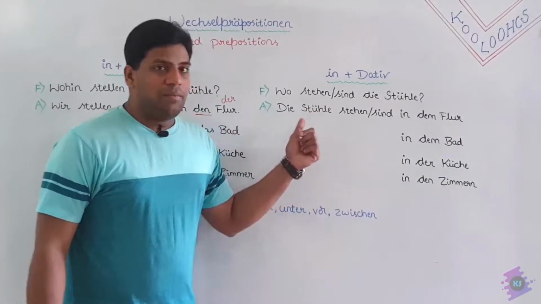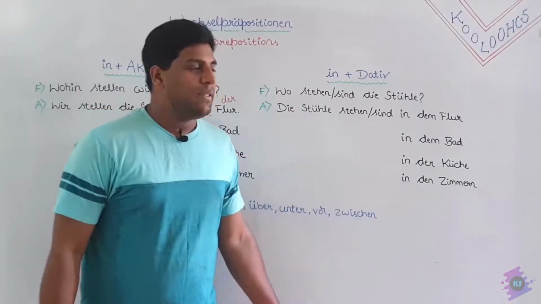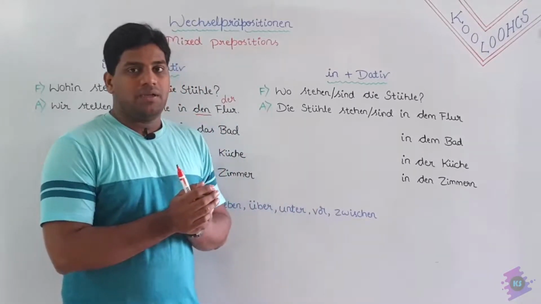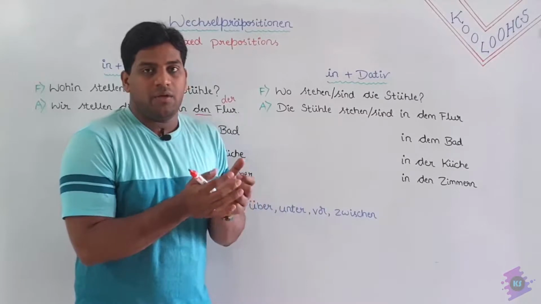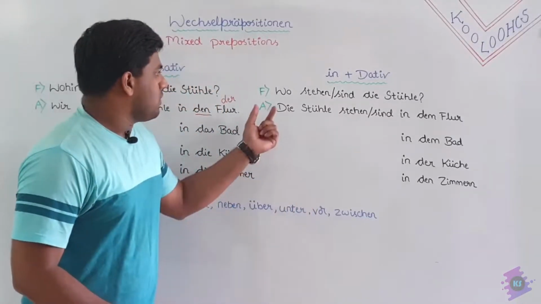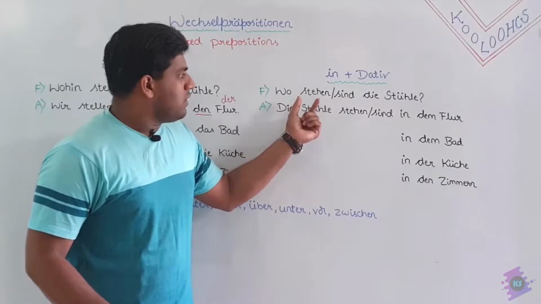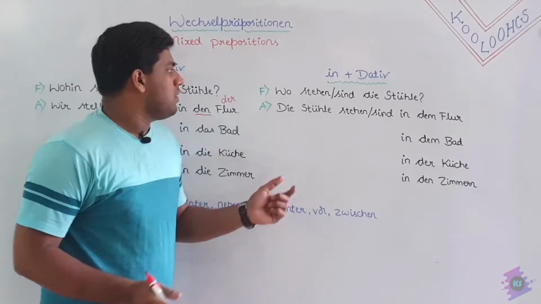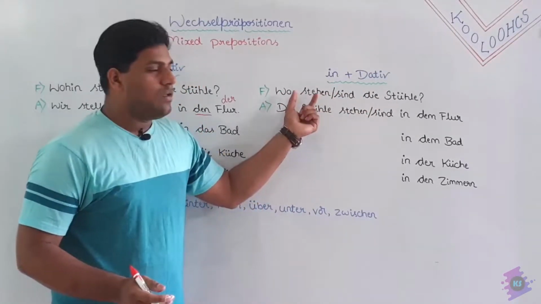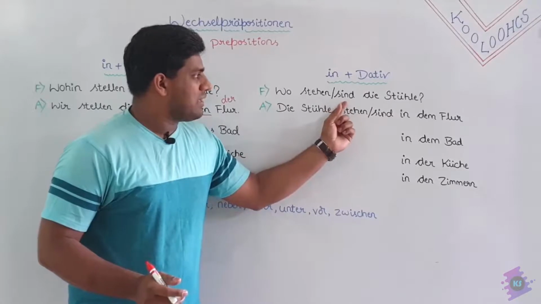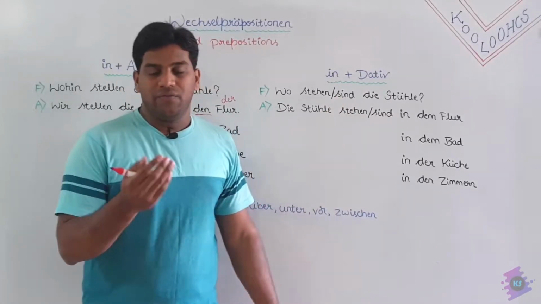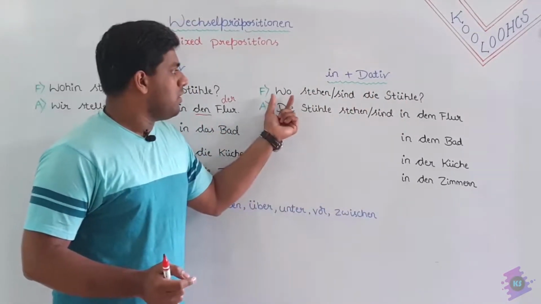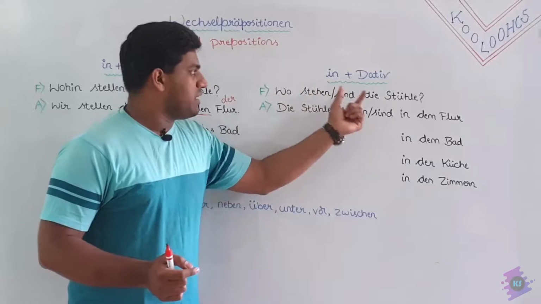Now let us look at this mixed preposition in dative case. This dative case we use when we talk about an object, like where the object is lying or where the object is standing. So the question can be like this: wo stehen or sind die Stühle? Wo stehen means where do they stand or lie. So where do the chairs lie? Or it can also be with this sind. The infinitive form of sind is sein. So where are the chairs, or where do the chairs stand, or where do the chairs lie?